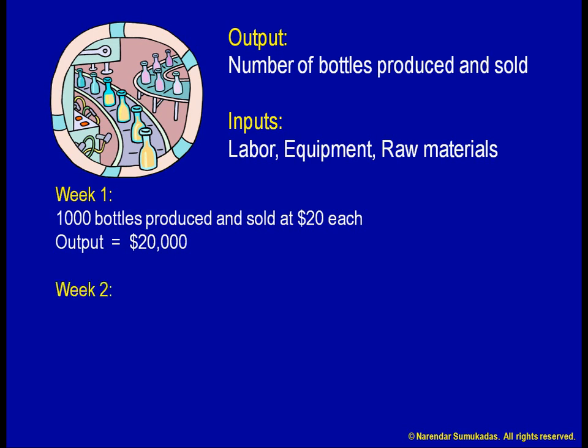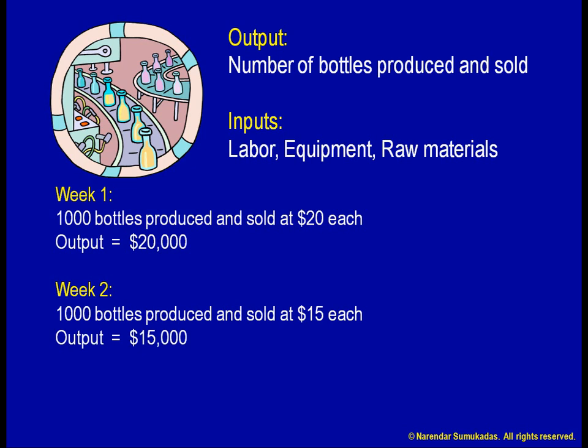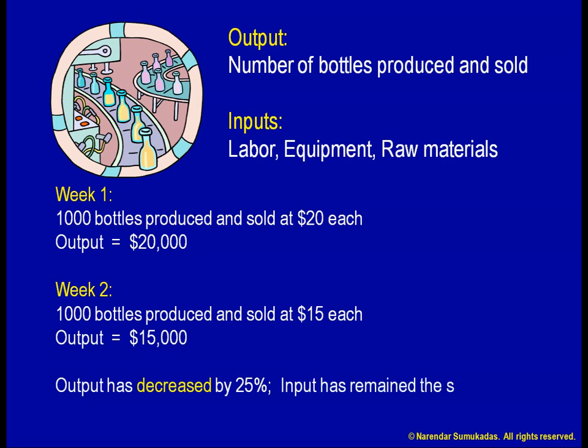Now, when you went to week two, once again, you produced 1,000 bottles. However, market conditions had changed, and so you were only able to sell them at $15 a piece. So now your output has reduced to $15,000. So what we find here is that output has decreased by 25%, while input has remained the same, so productivity has decreased by 25%. Of course, your boss is going to call you up and ask you, what happened? Why did productivity go down? And that's when you give every possible excuse to say it was not your fault.